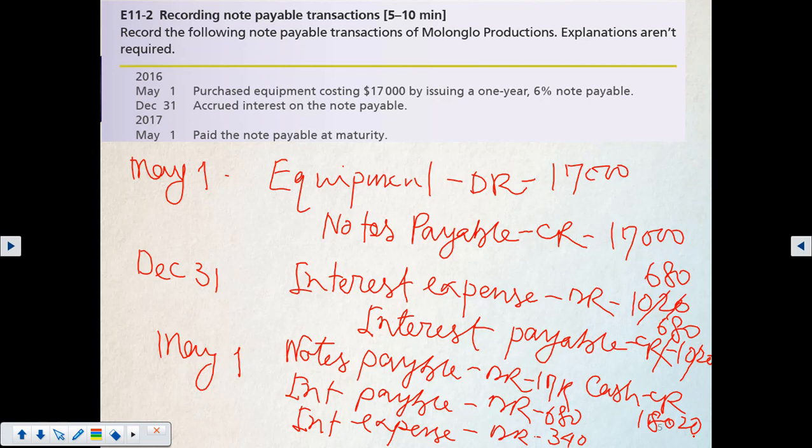Why are we writing interest payable debit? Because interest payable was credit here. So when I am paying the bill, I am paying this amount of interest as well, right? So interest payable debit, cash credit. Now I paid interest already for 8 months, but I need to pay interest for another 4 months as well. Because this is happening this year, it's going to be interest expense debit, cash credit, put together. Is that okay?